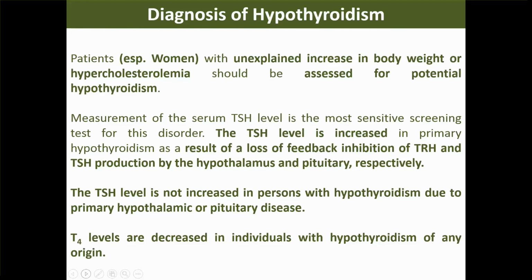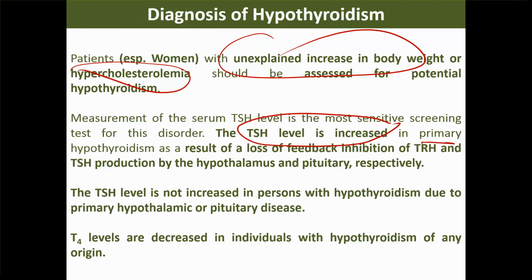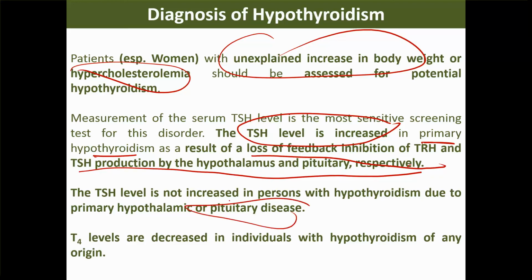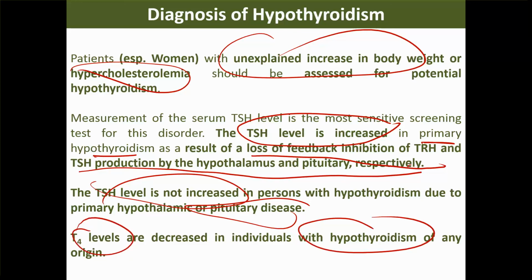Now coming to the diagnosis of hypothyroidism, the characteristic clinical features will be unexplained weight gain and hypercholesterolemia, an increase in the lipid profile. When you see the hormone profile, the TSH level will be increased in primary hypothyroidism as a result of loss of feedback inhibition of TRH and TSH production in the hypothalamus and pituitary gland. If it is a pituitary disease, the TSH level is not increased. Understand? Keep that in your mind. T4 levels are decreased in individuals with hypothyroidism of any origin. This is another gray zone.